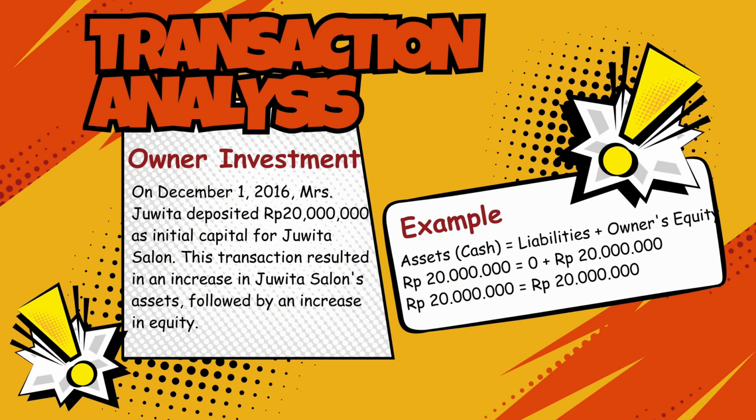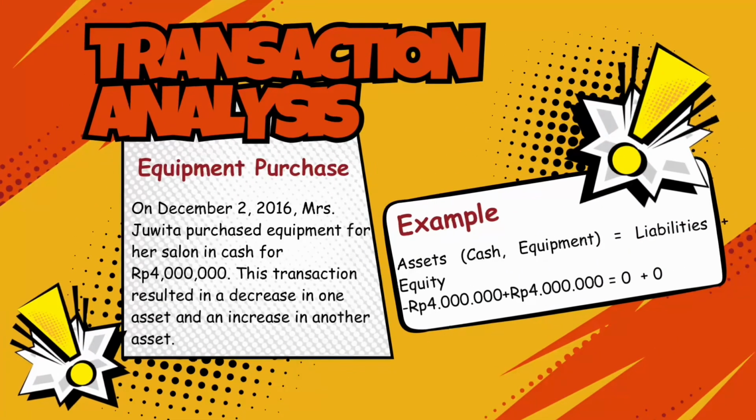Number 1, owner investment, December 1st. On December 1st, Mrs. Juwita invested 20 million rupiah into the business. Assets increased because cash increased, and equity also increased. The equation remains balanced. Number 2, equipment purchase, December 2. She purchased equipment for 4 million in cash. Cash decreases, but equipment increases. Total assets stay the same.